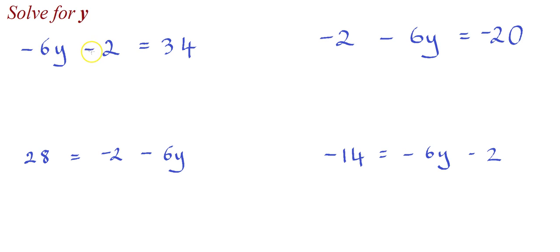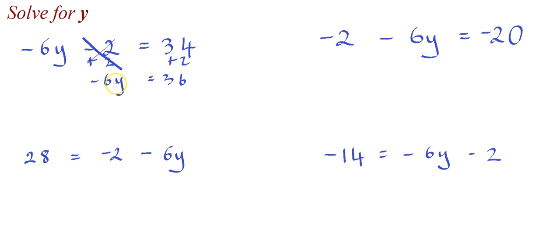We have minus 2. So we'll do the opposite, which is to add 2, and we do that to both sides. And what that does is cancel out the minus 2. And what's left on the left-hand side is minus 6y equals 34 plus 2, which is 36. Okay, so now we're ready for the next step.